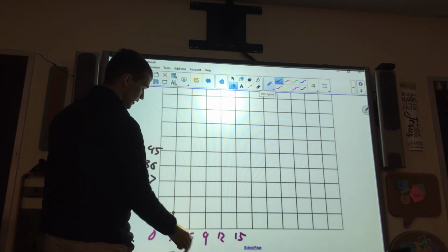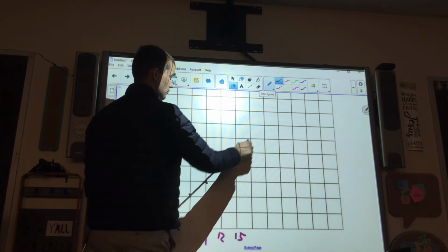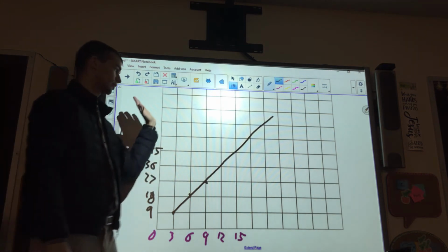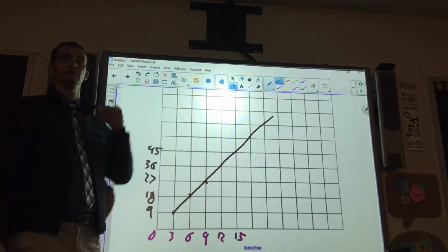So 3, you get 9, 6, you get 18, 9, you get 27, so on and so forth. It's going to keep on going. This way the line looks a lot more flat, like it's closer to being flat, than before when it was closer to being vertical.